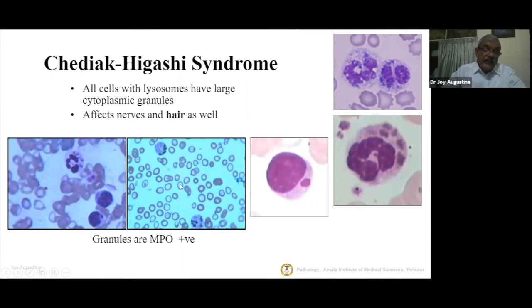And this is a patient, and this patient actually showed inclusions in the leukocytes also. And these are large inclusions seen in the neutrophils, monocytes, and lymphocytes, and they represent giant lysosomes. You can see they have a slightly brownish color. So you can recognize that by that color also.